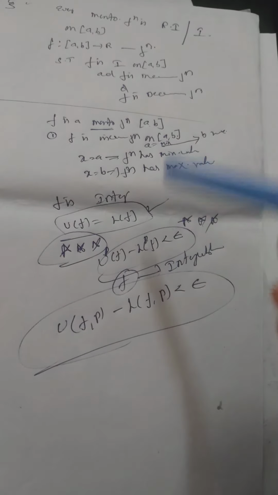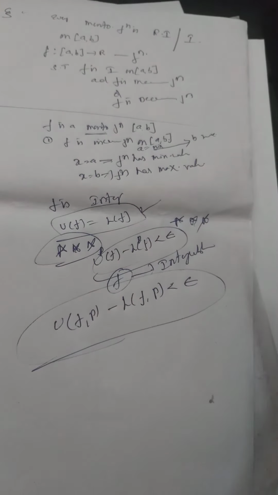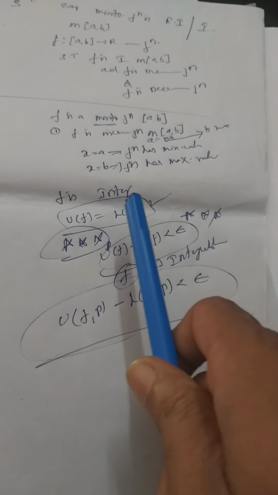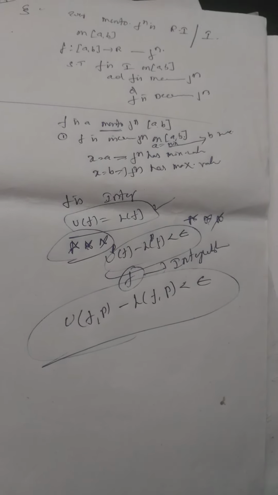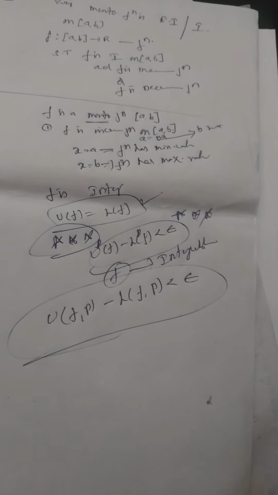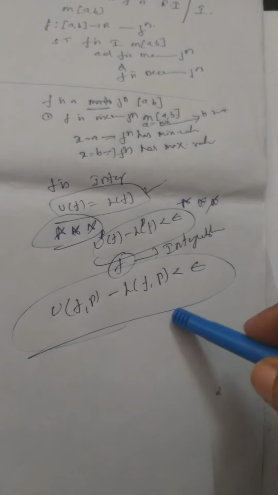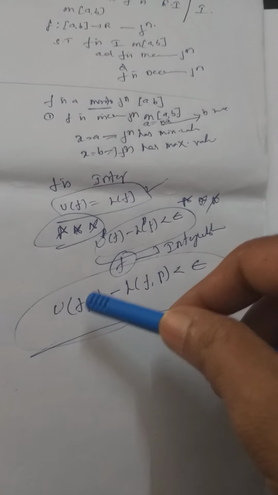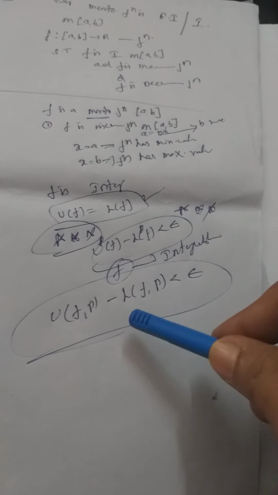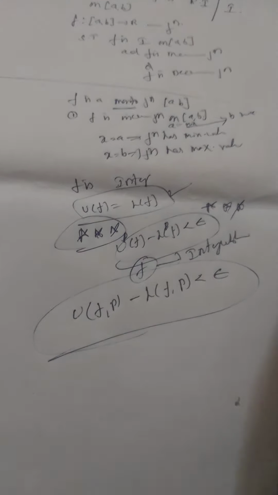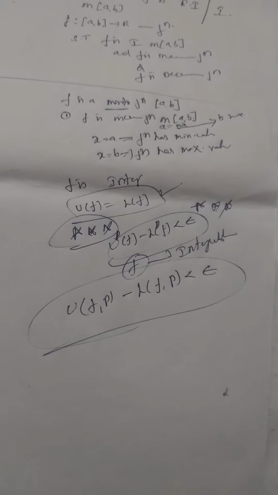Here our aim is to prove f is integrable on closed interval [a, b]. But according to the actual definition, if the upper Riemann integral is equal to the lower Riemann integral, then we can say that f is integrable. But instead of using this definition, we are using one theorem statement: upper Riemann sum minus lower Riemann sum is less than epsilon. If this condition is satisfied, we can say that f is integrable, or f is Riemann integrable.